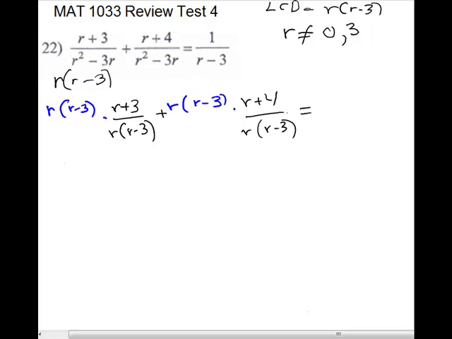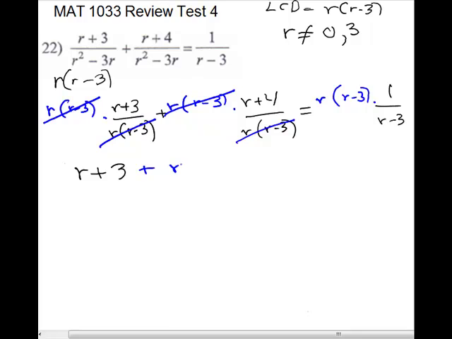And my equals here. R times r minus 3 times 1 over r minus 3. Now we'll clean up. So we're going to get a lot of canceling here. In the first one, that entire denominator is going to cancel. So I am left with r plus 3. In the second one, the entire denominator is going to cancel. And so I am left with r plus 4. Sorry about the color change there.